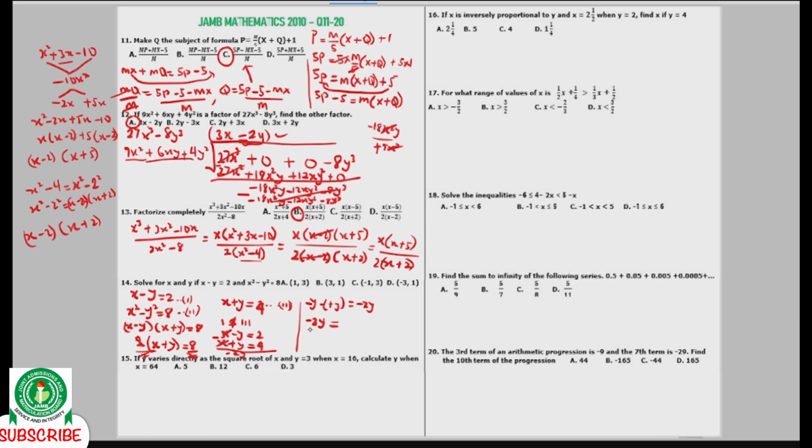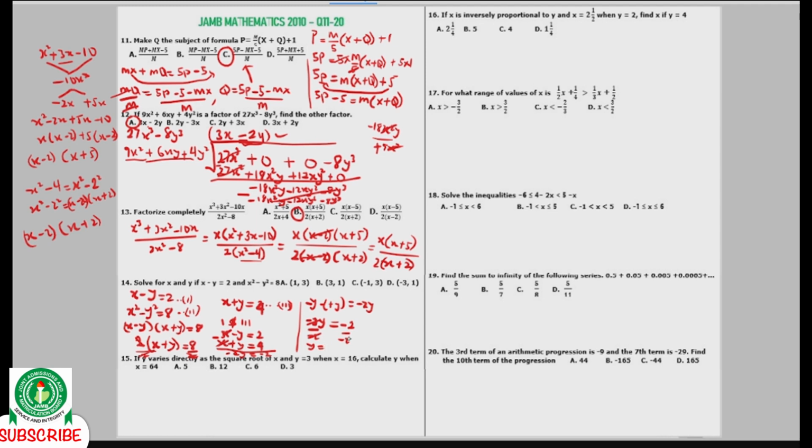Equal to 2 minus 4. 2 minus 4 is minus 2. So minus 2y equal to minus 2. So I'm bringing down the equation now. Divide both sides by minus 2, so this one cancels out.